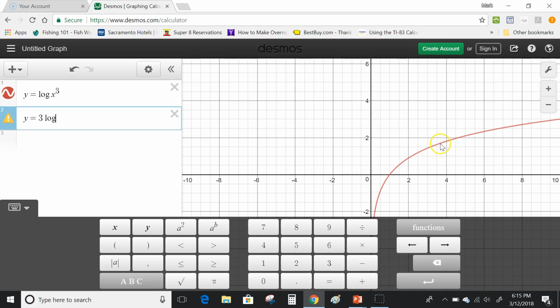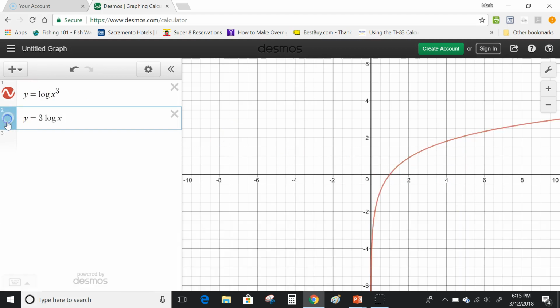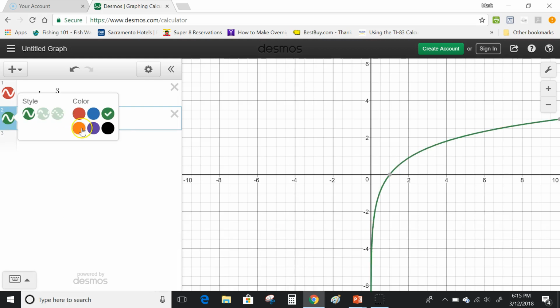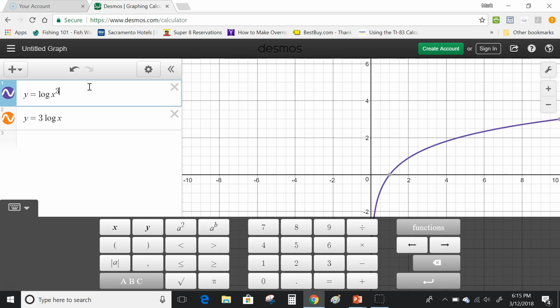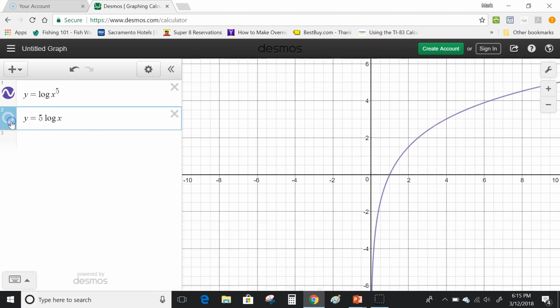You'll notice our line, when we put that x in, it changes colors. It actually changes to that same color right there. Notice they're the exact same line. So you end up with that same line. And the same thing would happen if we change this to the other, which was log of x to the 5th and 5 log x. We end up with the same line there.